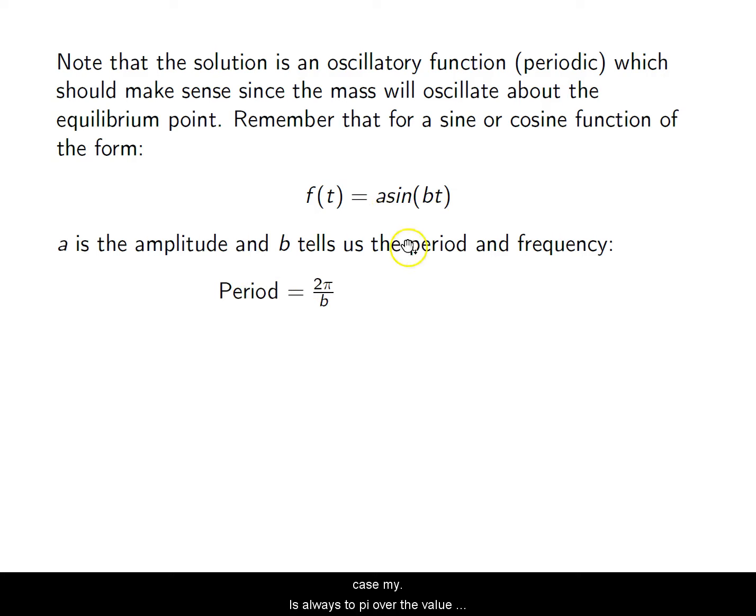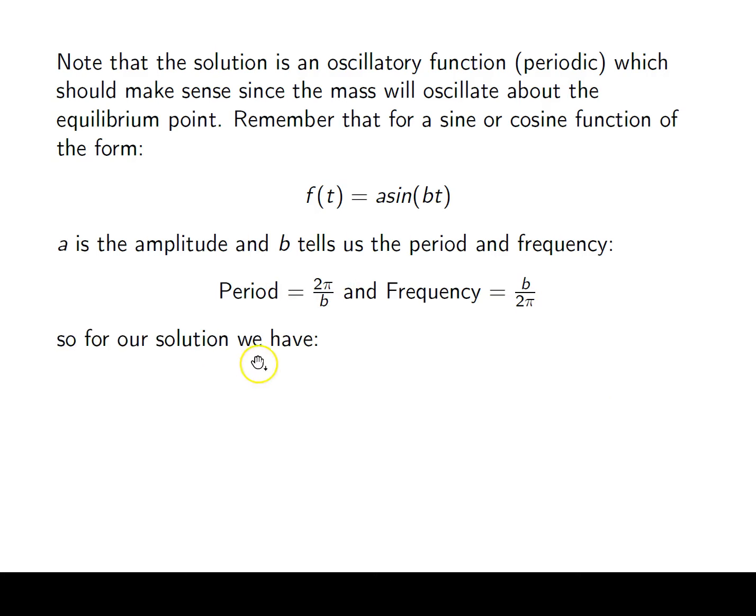Right, so in this case, my period is always 2 pi over the value that's being multiplied times my variable, and the frequency is the reciprocal of the period. So you just flip the fraction around. If this is 2 pi over B, your frequency is B over 2 pi. I complete B cycles every 2 pi, or it takes 2 pi to complete B cycles, or this long to complete 1 cycle, I should say, sorry.